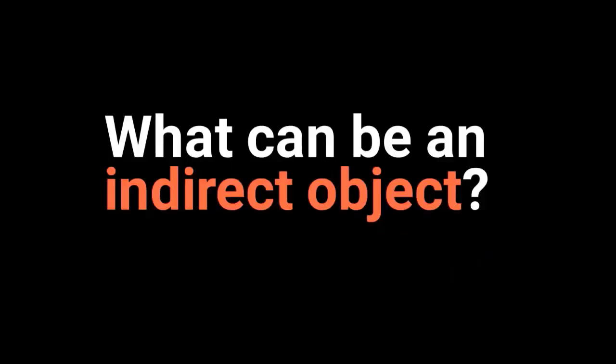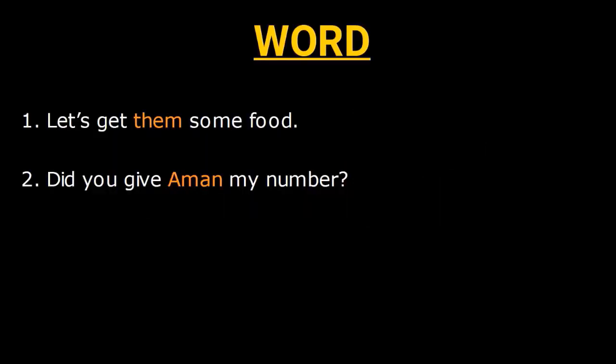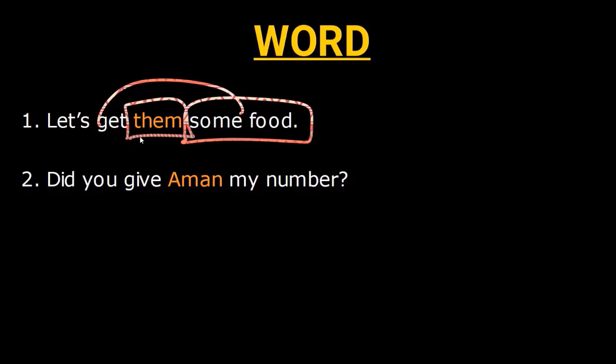All right. Now, the question is, what can be an indirect object? An indirect object can be a word, one word, or a phrase, a group of words. When it's a word, it's going to be a noun or a pronoun. Examples. Let's get them some food. Let's get what? Some food, direct object. Who receives it? Them. Indirect object, right? So them is a word here, right?